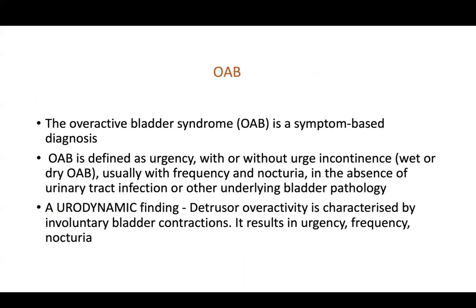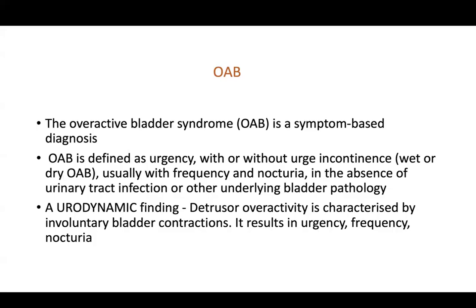So what is OAB, overactive bladder? Overactive bladder is a syndrome. It is not one symptom. It is a syndrome complex. What is inside this syndrome? Urgency with or without urge incontinence, with frequency and nocturia, in the absence of urinary tract infection or other underlying bladder pathology. This is the definition of OAB, overactive bladder.